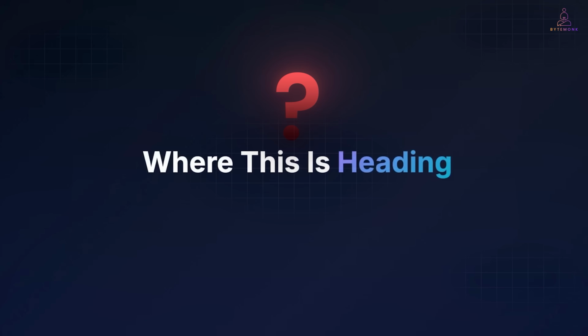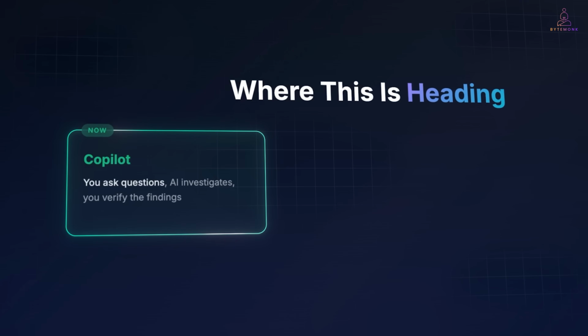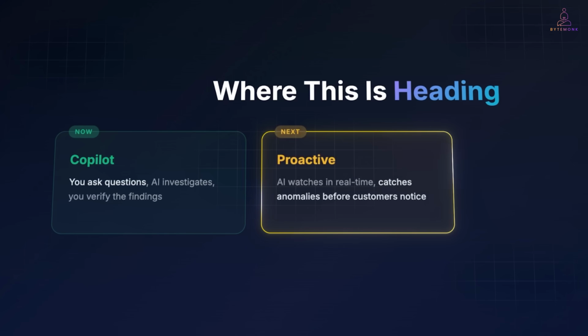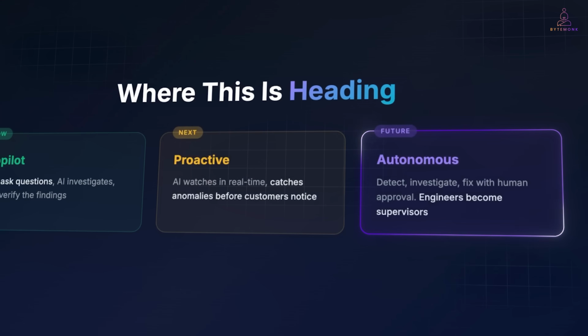And here is where this is heading. Right now, we are in the co-pilot phase. You ask questions, AI investigates, and you verify the findings. Next comes proactive monitoring. AI agents watching your systems in real time, catching anomalies and surfacing issues before customers notice. Eventually, we'll see autonomous agents that detect, investigate, and fix problems with human approval. On-call engineers become supervisors, not firefighters. Teams building for Phase 1 now will be ready when Phase 2 and 3 arrive.